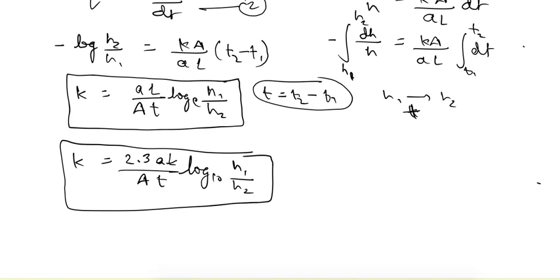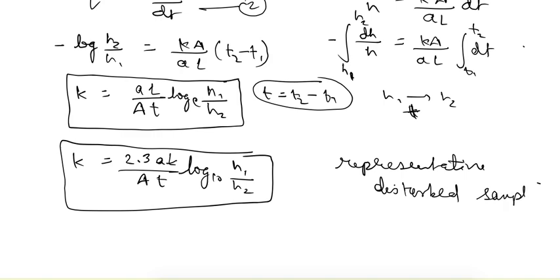But this value, as I said, will not be the representative value, because this is normally the disturbed sample. Whatever care we take in taking the sample, it will mostly be the disturbed sample. So in that case, the pore size and the structural arrangement of the particles will change, and because of that the coefficient of permeability will also change. So what we get in the lab and what we get in the field will be different.